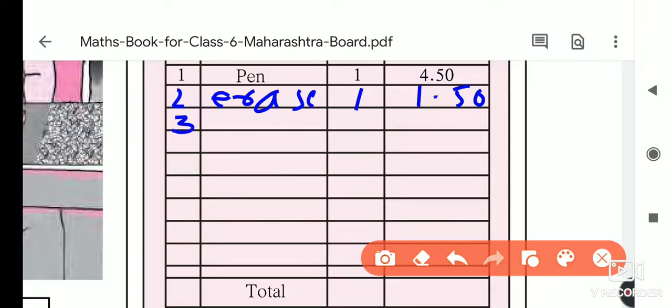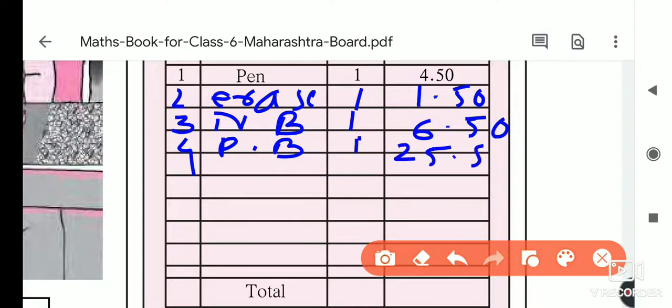Now thirdly, Nandu took a notebook. How many notebooks had he taken? One notebook he had taken, and 6 rupees and 50 paise is the cost of one notebook. Next, the fourth item that Nandu had taken is the paint box. P for paint, B for box. I will write here in short, but you have to write in full, like N-O-T-E, B-O-O-K, notebook, in this way, paint box. So what is the cost of the paint box? 25 rupees and 50 paise.